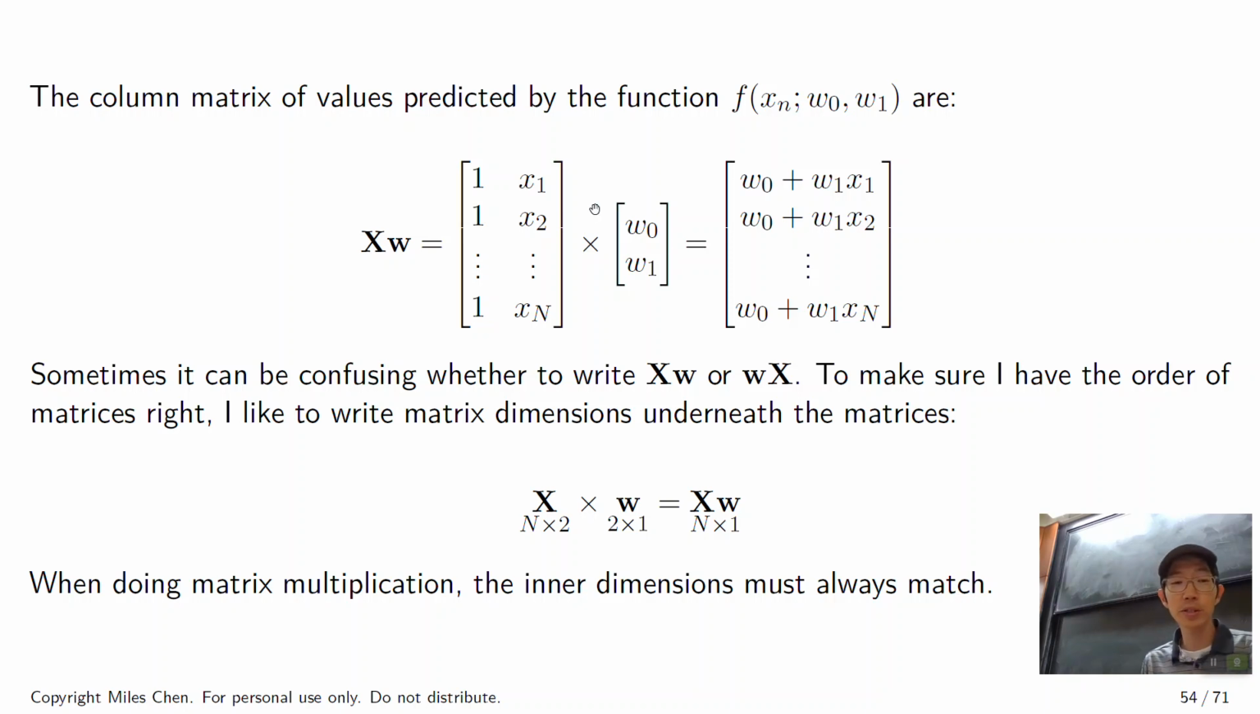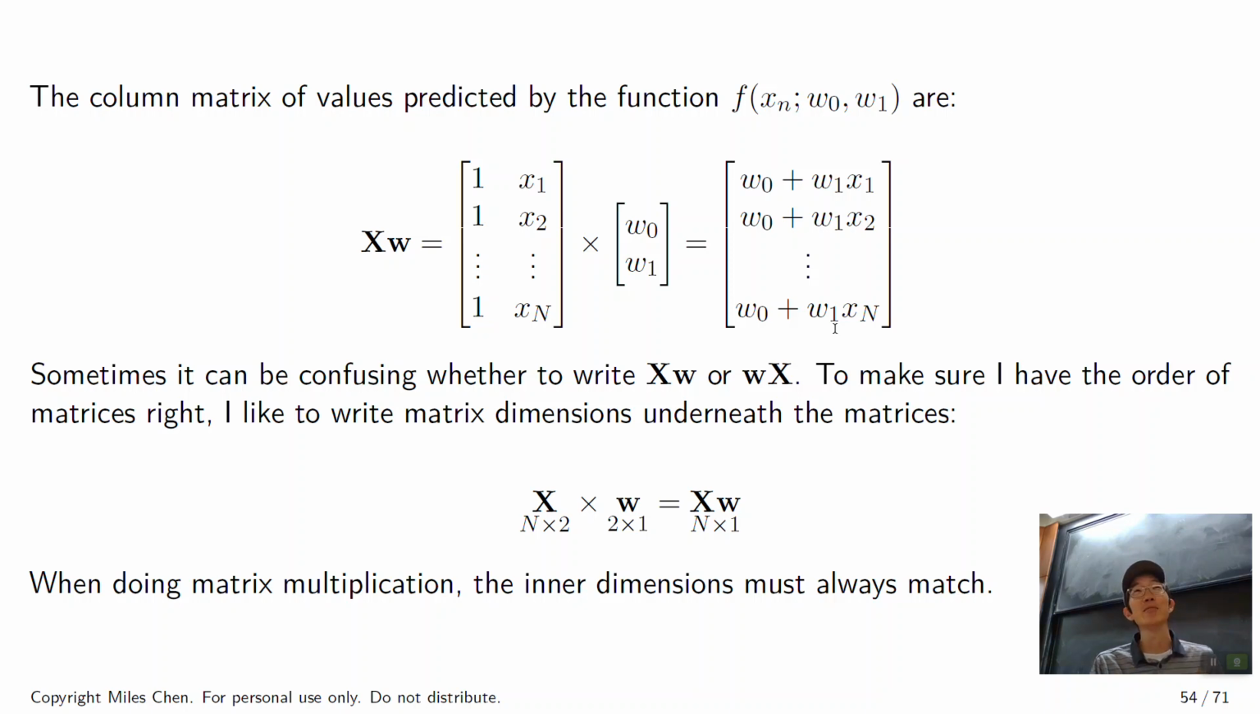Here, when I take matrix X and multiply it by our column vector W, I get W0 plus W1x1, and then W0 plus W1x2. All of these are just scalar values, and so I get just one column of n values.